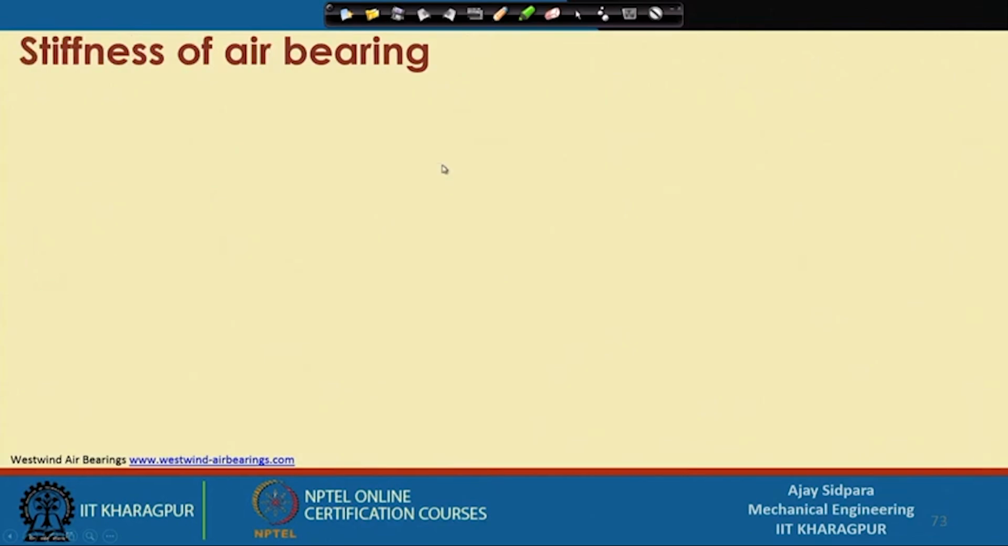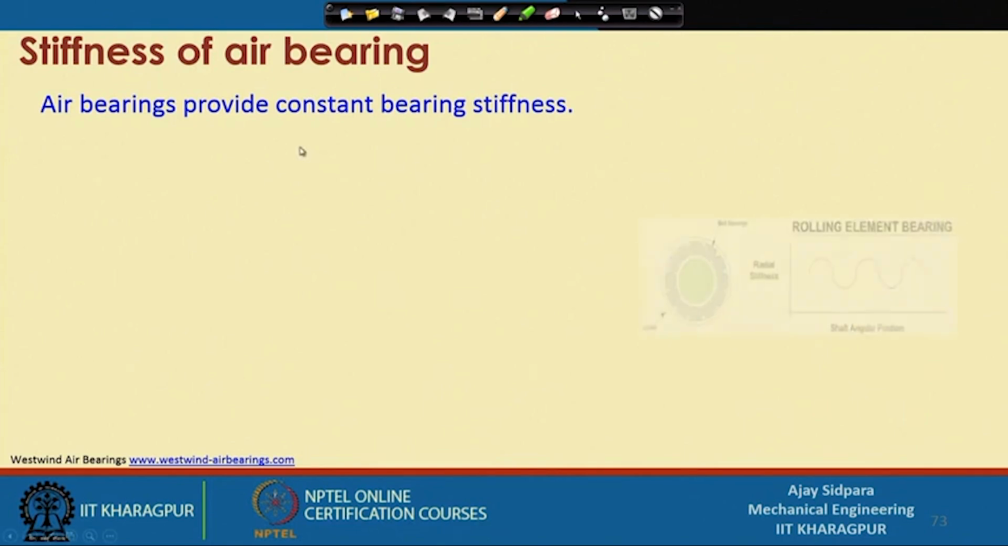And then coming to the stiffness of the air bearing. How is stiffness defined? Stiffness means that when you apply a load, how much is the deflection. Smaller the deflection, higher is the stiffness, that we have seen in one of the videos in the last class. So, air bearing provides a constant bearing stiffness. Why is it like that?